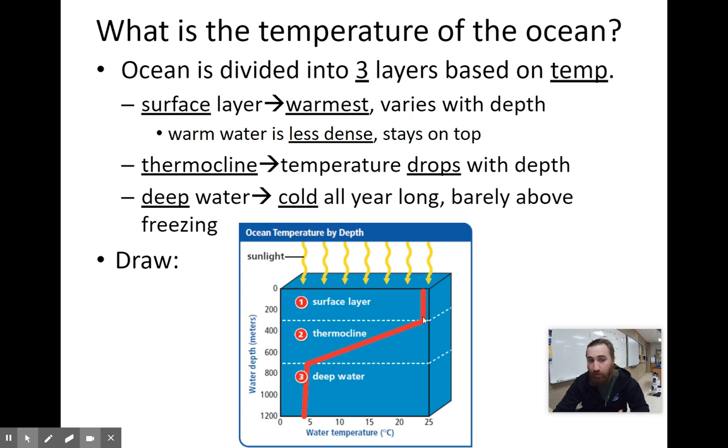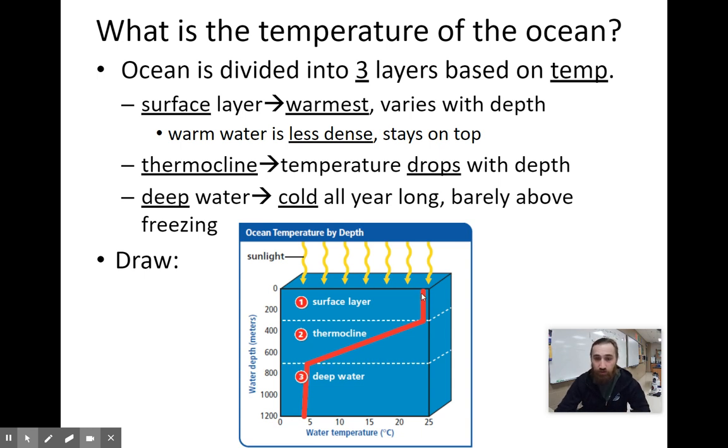But after you get past the 300 meter mark, it drastically decreases every single meter you get deeper. Now, there is still light penetration there. It just minimizes every single meter you go down. Now, when you get past roughly 700 meters, according to this graph, it's just cold all year. You get to deep water, it's cold all year long, and it's barely above freezing.